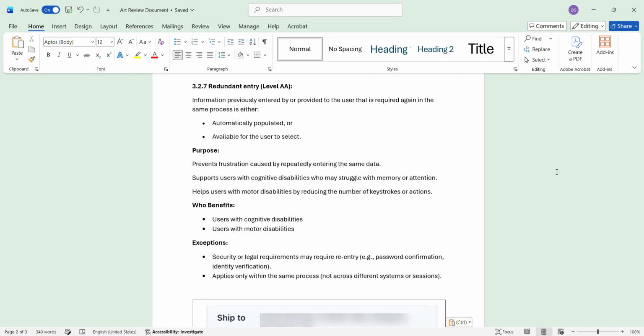The purpose of this WCAG guideline is to prevent the frustration caused by repeatedly entering the same data multiple times in a single session. Users with cognitive disabilities can struggle with memory or attention. So the beneficiaries are users with cognitive disabilities and motor disabilities, for whom it is difficult to fill in the same kind of information multiple times in a single session.